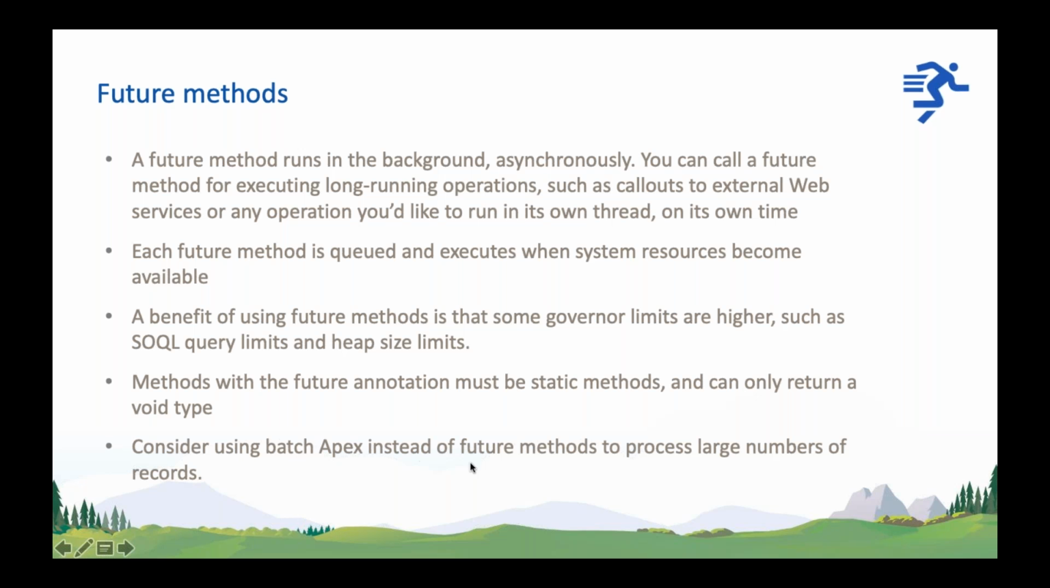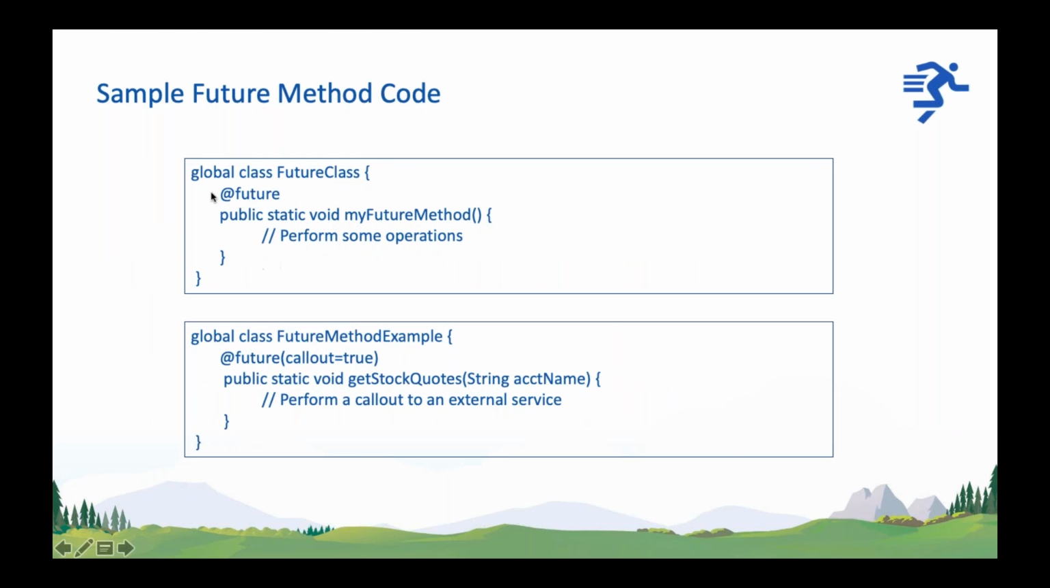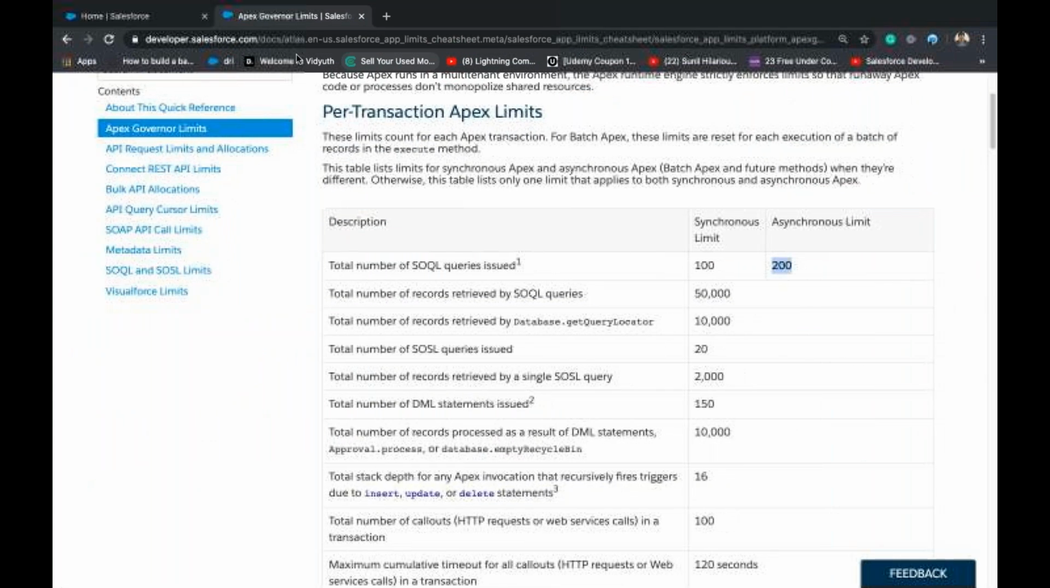Consider using batch Apex instead of future method to process a large number of records. If you want to process a very large number of records, then instead of future, we should always try to use batch. I'll show you the syntax. So this is the syntax of future method: @future, public static void method name, and do some operations. It's just like normal Apex.